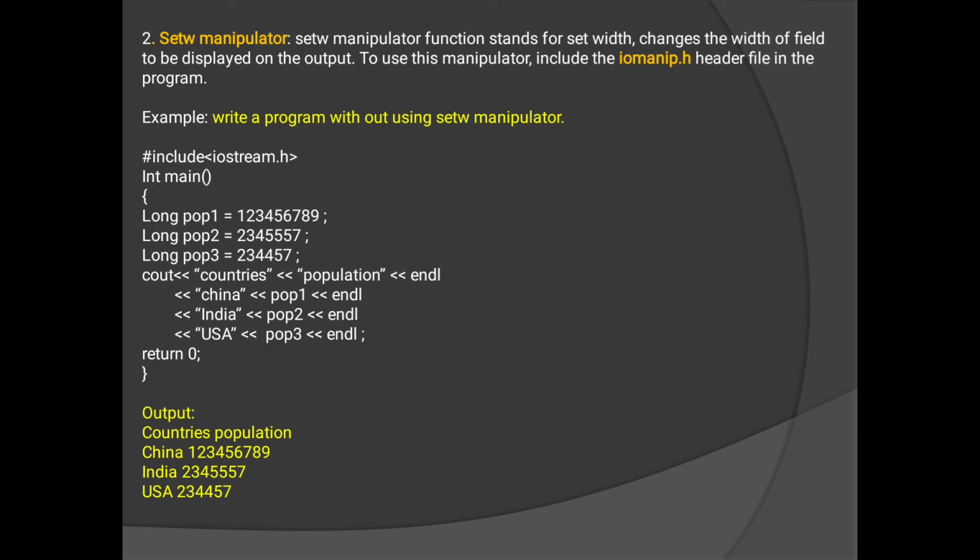So what is this iostream.h? If you do not write down this iostream.h file, then the compiler will detect an error when you write down cout or cin, because iostream is input output stream, and cout and cin are your standard output and input streams.